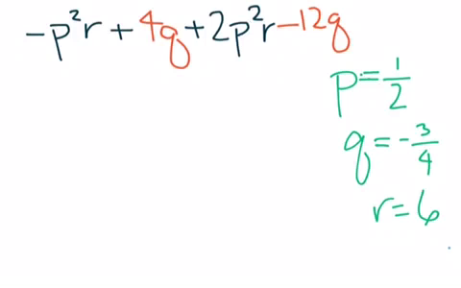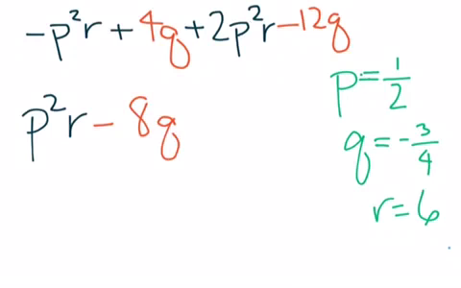So it says that first let's combine like terms, and then we will evaluate it by substituting the numbers for the variables. So right here we have a negative 1p squared r and a positive 2p squared r. So it's going to be 1p squared r. Sounds funny when you say it, doesn't it? Then we have a positive 4q and a negative 12q. So it's going to be negative 8q.